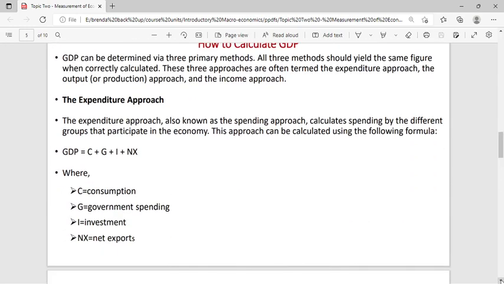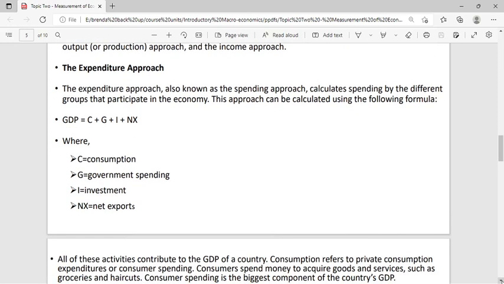So how do we calculate GDP? There are three basic methods for calculation of the gross domestic product. The first is the expenditure approach. We have the output or production approach, and then the income approach. We are going to look at one at a go, and we are starting with the expenditure approach. So under this approach, we basically look at spending by different groups that participate in an economy.